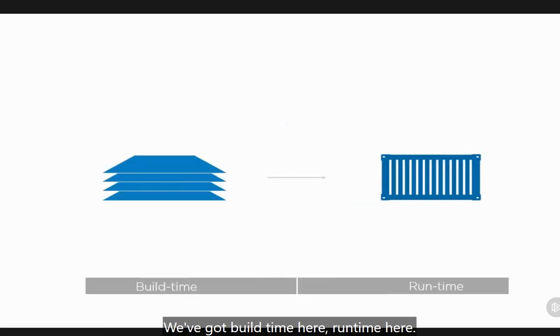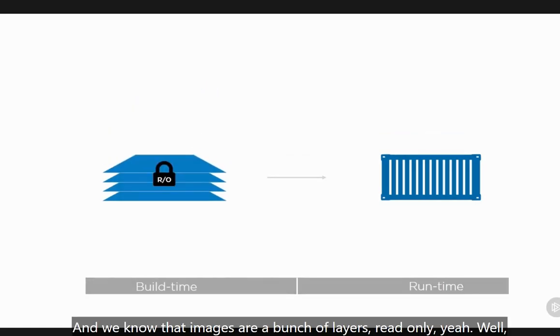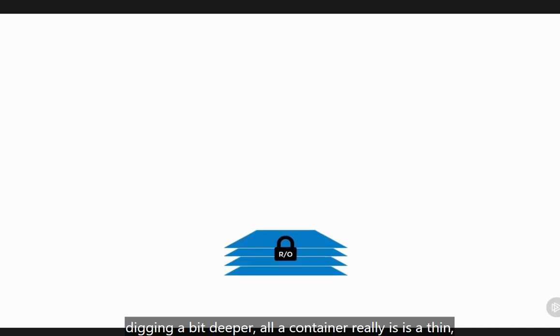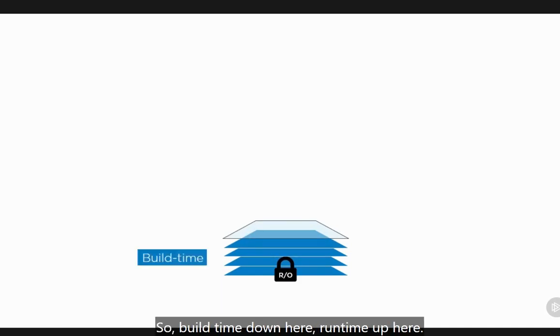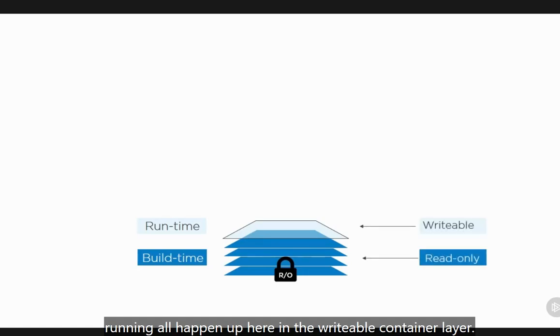Now then, containers are running instances of images. We've got build time here, run time here. And we know that images are a bunch of layers, read-only, yeah? Well, digging a bit deeper, all a container really is, is a thin, writable layer lashed on top. So, build time down here, run time up here. This means any writes and changes that we make while the container's running all happen up here in the writable container layer. Now, all of this is done through the magic of union file systems or union mounts, where all of this layering and stacking here gets hidden and everything is made to look like a single unified layer.